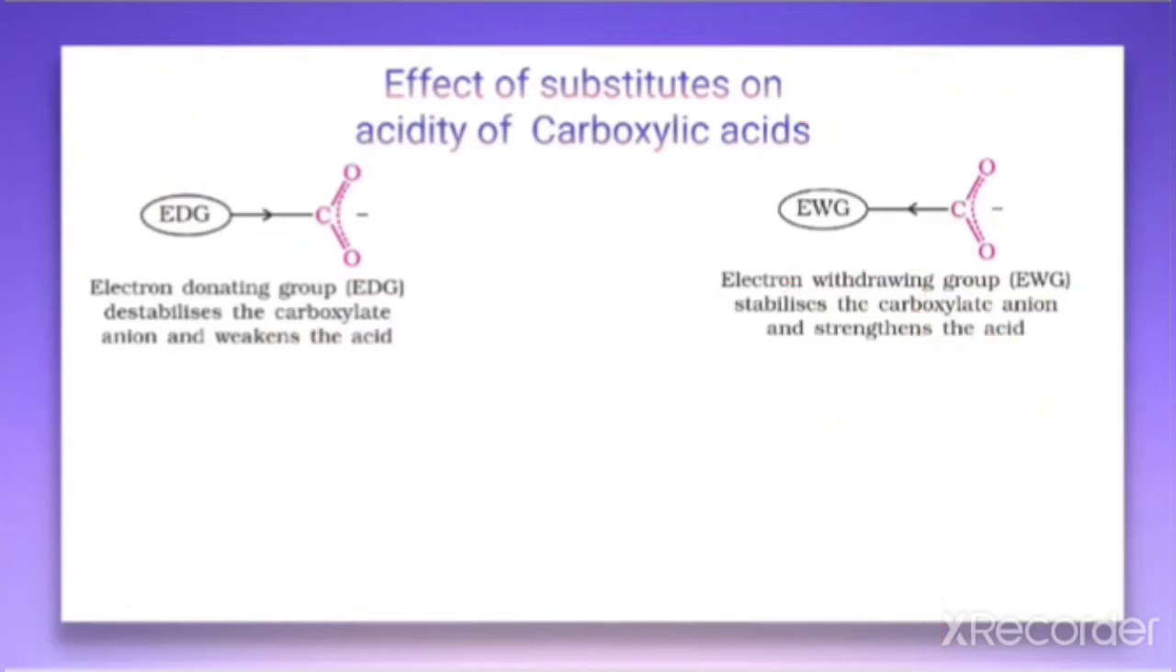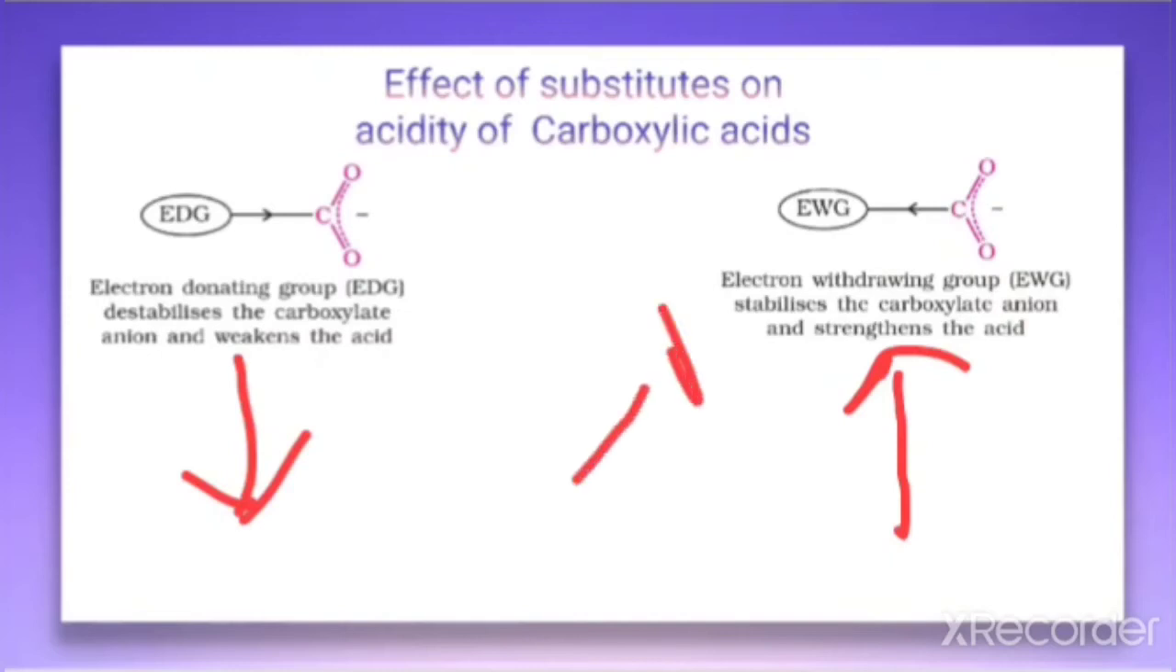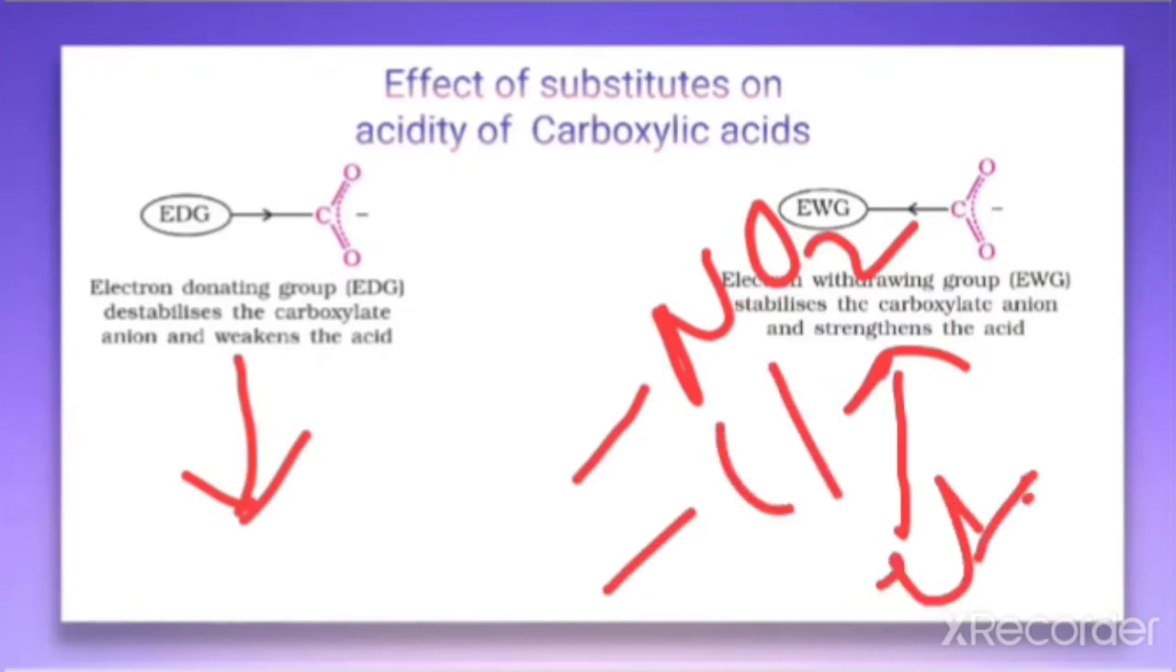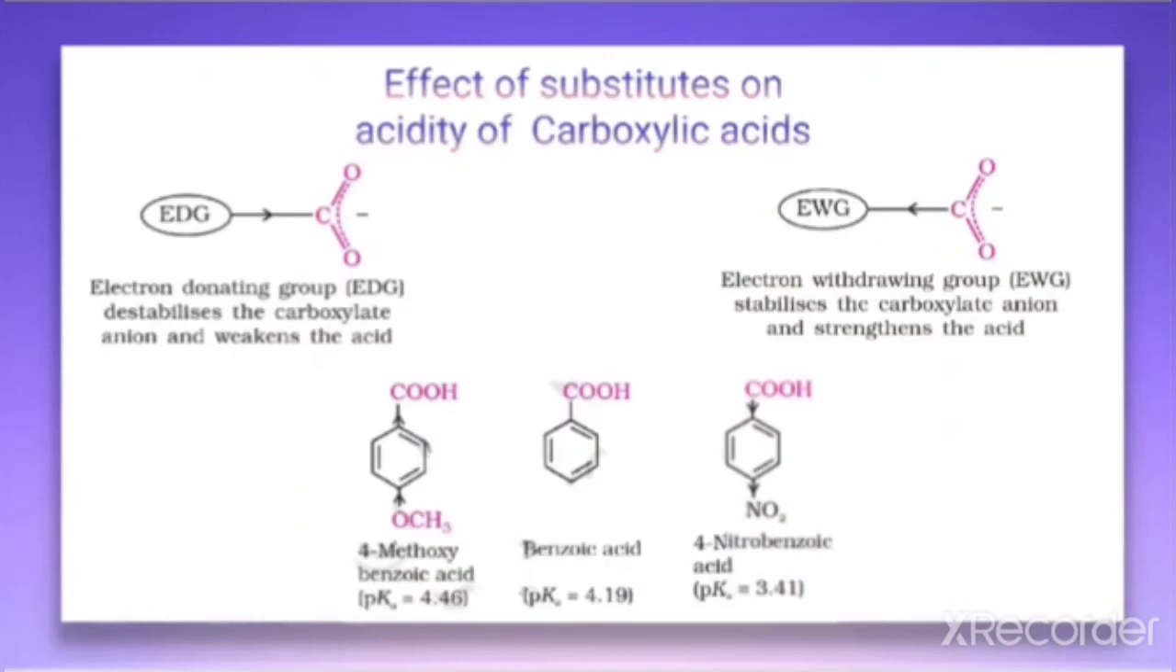From this, we can conclude that if there is an electron donating group attached to the carboxylic acid, then the acidic character decreases, and if there is an electron withdrawing group, then the acidic character increases. Electron withdrawing groups are the nitro group, Cl, etc. So we'll take an example here, when we compare the acidic character of para-nitrobenzoic acid with benzoic acid and para-methoxybenzoic acid, which can also be named 4-methoxybenzoic acid.